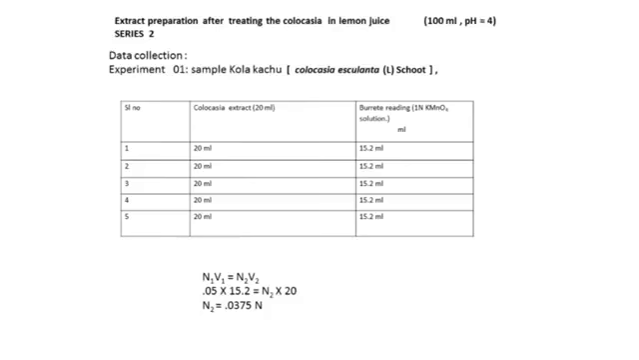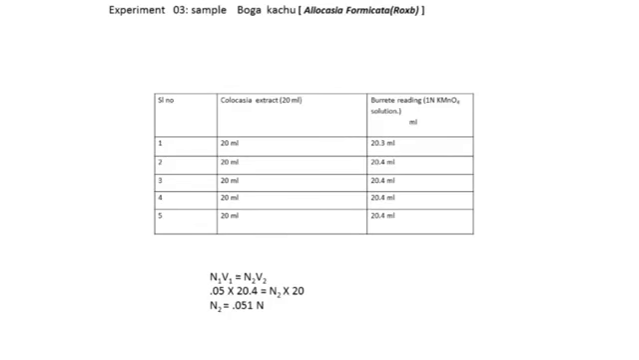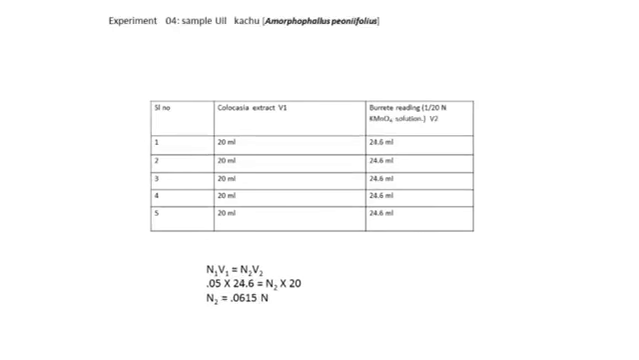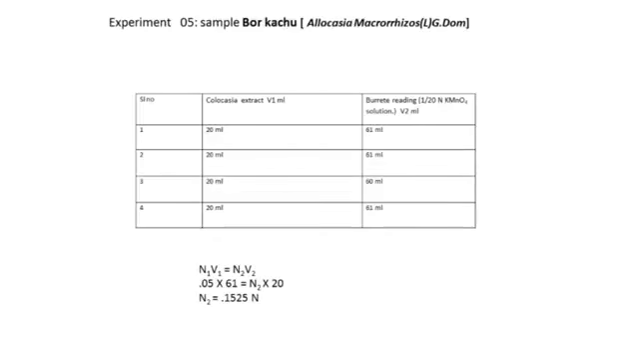So you can see from the slides, it is reducing. These are the experiments that we have done in our laboratories. For 5 samples we have tested. This is for Bohr Kosu, this is Alocasia mycorrhizas, the concentration we have got is 0.1525 normal.